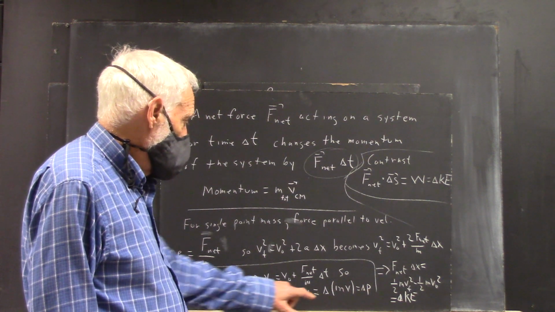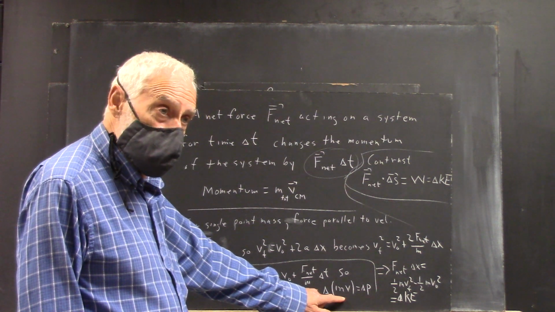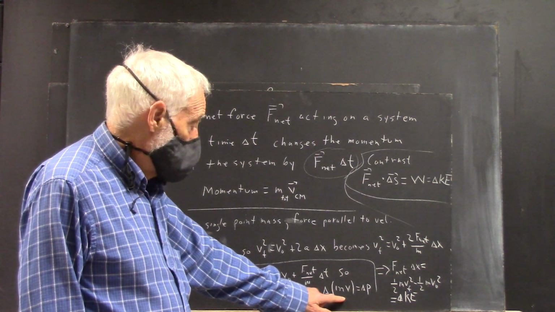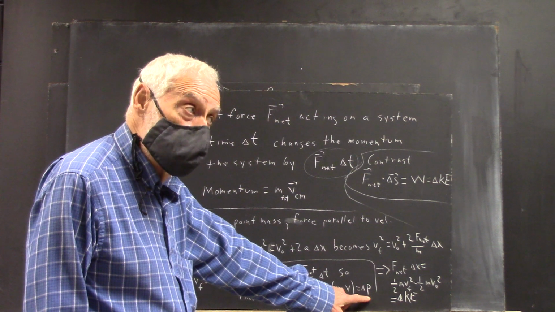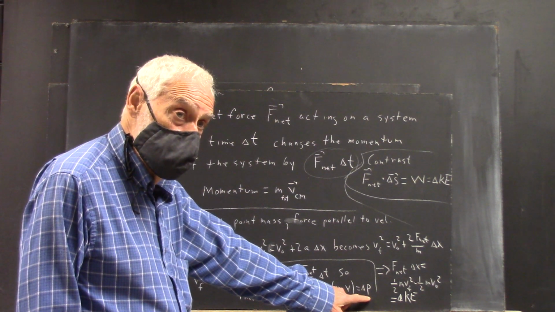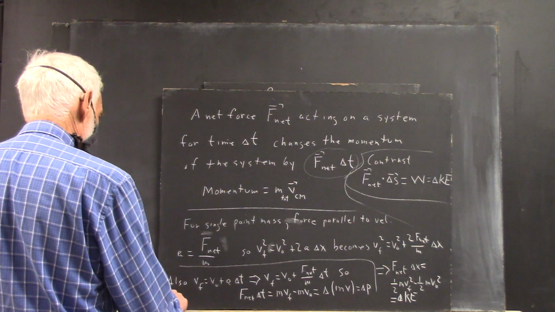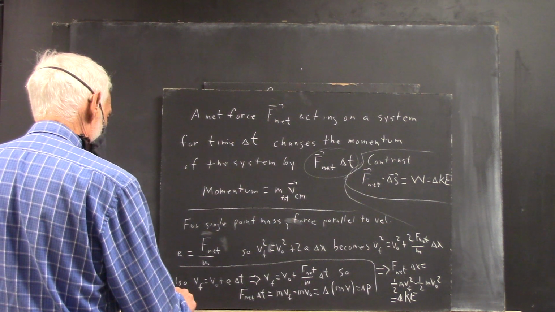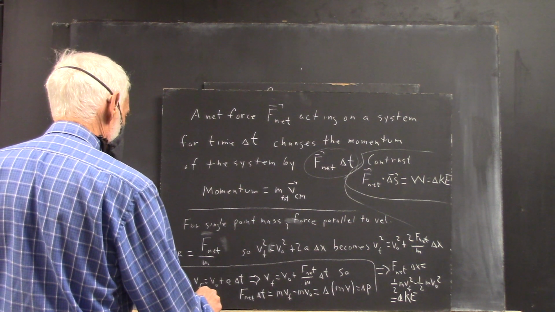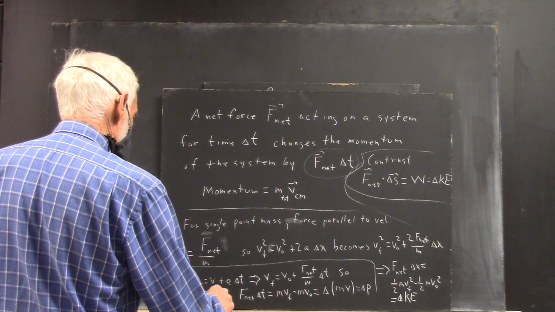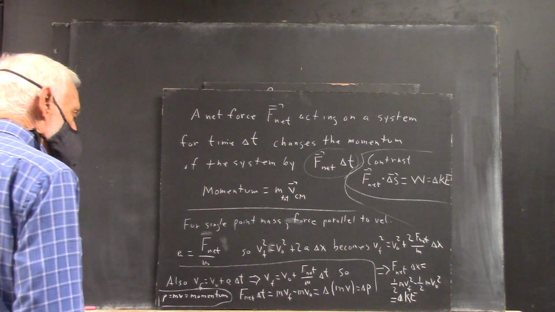Well then, F net times delta T is the change in this mV quantity. And the mV quantity is what you call momentum. And we use the letter P by one convention to stand for momentum. And I didn't leave myself room to write it, but I'll just say P equals mV, and I'll write the whole word out because it's so momentous. P equals mV equals momentum.